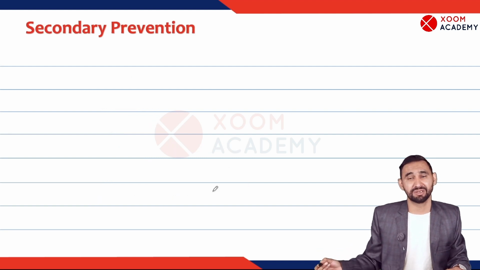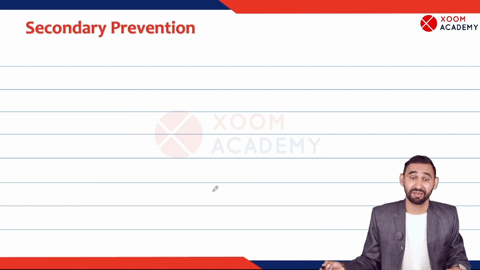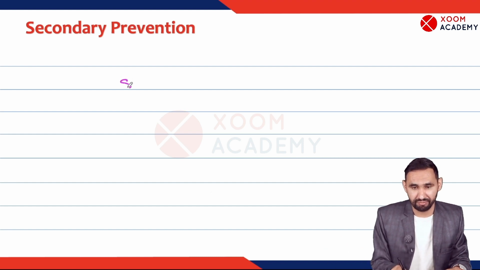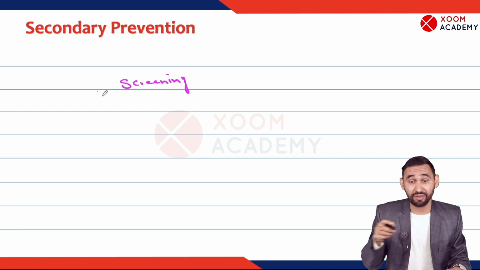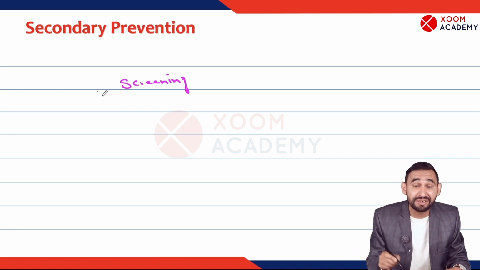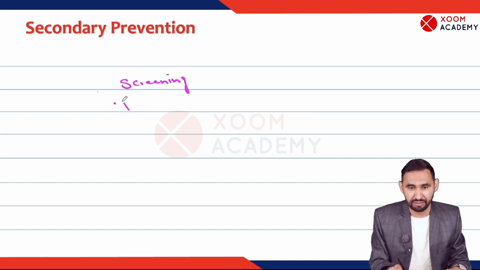What is secondary prevention? We need to diagnose as early as possible. We can do this by screening. Screening in high-risk groups. Screening in poor, low socioeconomic status groups. We know about the family history, so we need to screen those who have positive family history. This can be diagnosed by throat culture. We need to identify streptococcus. And we need to treat.